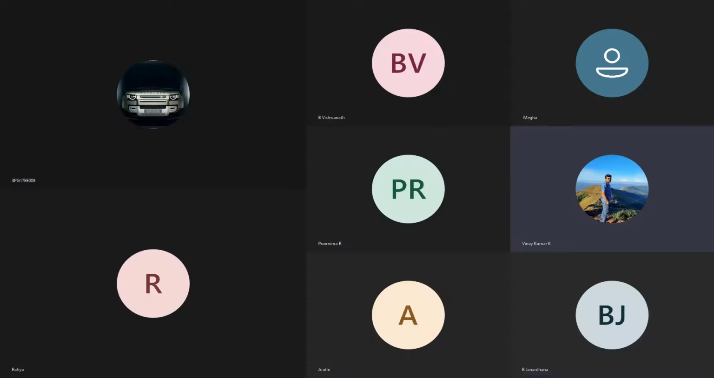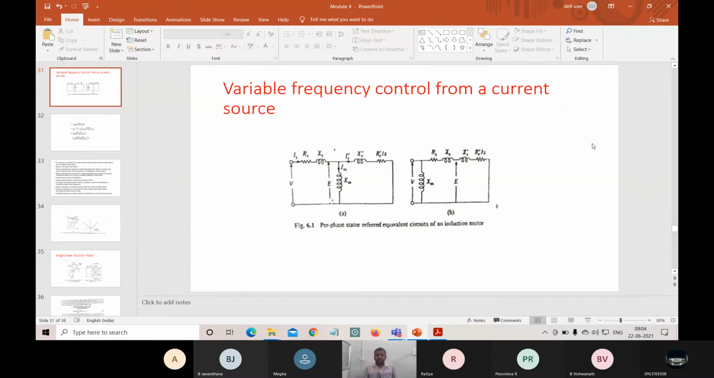Concept. I have listed one concept, that is the current source inverter. That is a variable frequency control from a current source. So we have compared VSI and CSI with respect to the voltage source inverter. So I am going to consider here the variable frequency control from a current source.